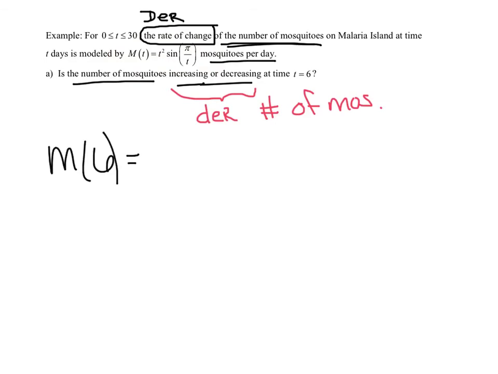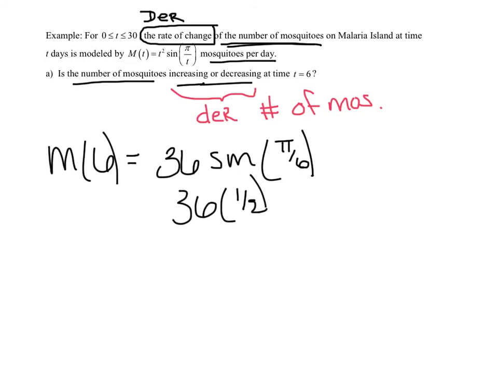Now let's just be clear on why. I know I have to take the derivative of the number of mosquitoes. Okay, and this equation represents the derivative of the number of mosquitoes. Now notice they didn't use that word derivative, they used rate of change instead. So I've got 36, that's my 6 squared, times the sine of pi over 6. So I basically have 36 times 1/2. I could write 18, which is obviously the answer, and that is mosquitoes per day.